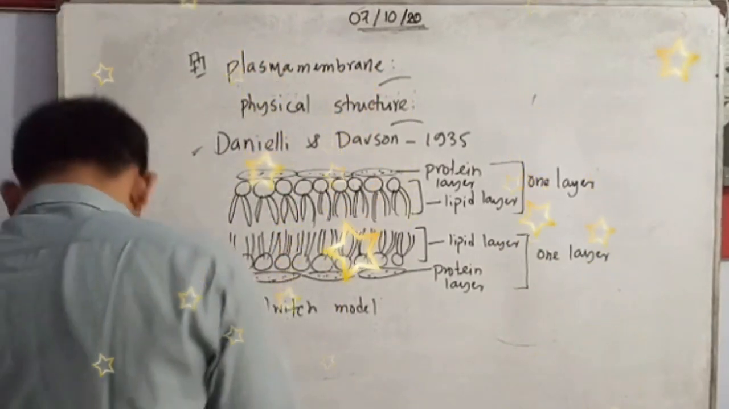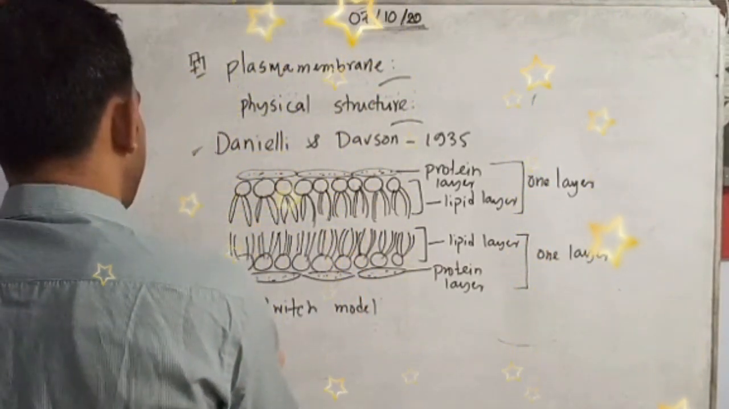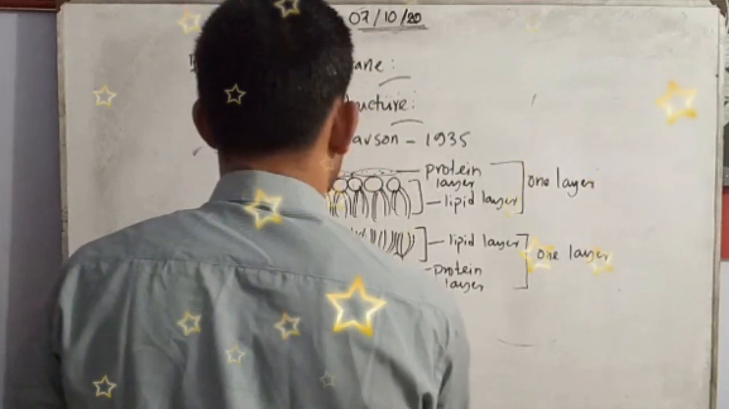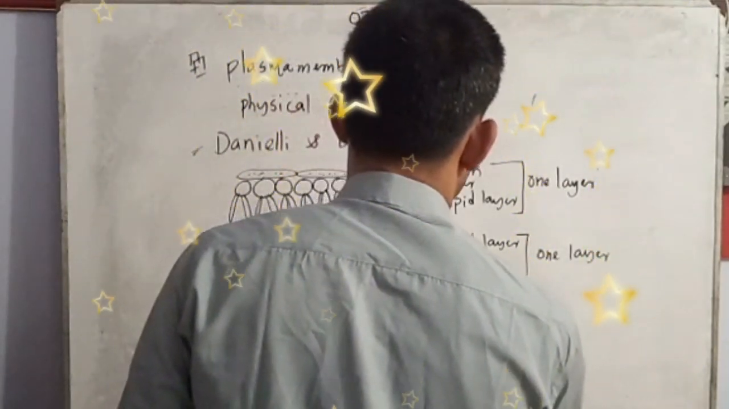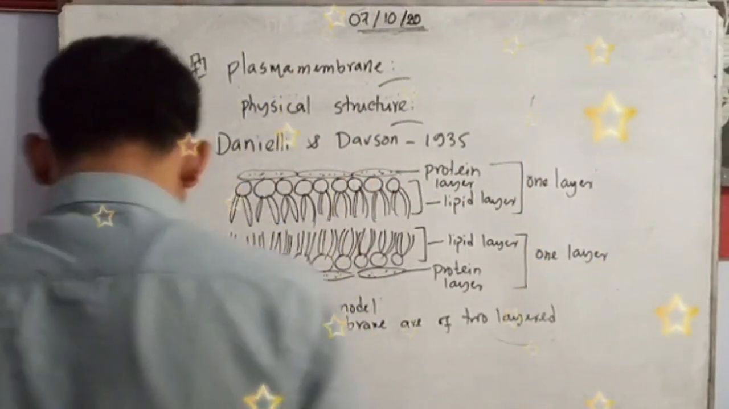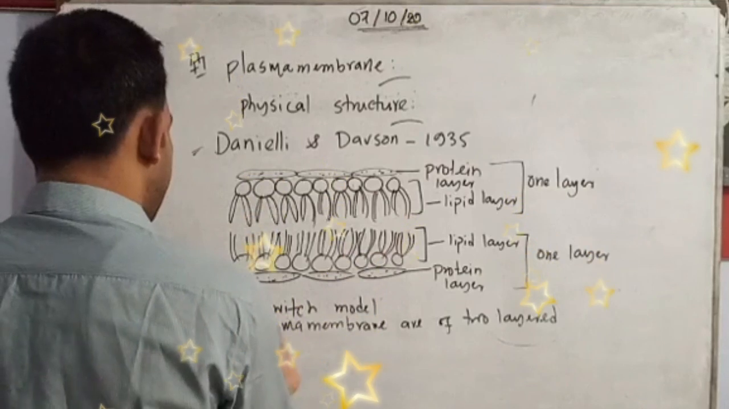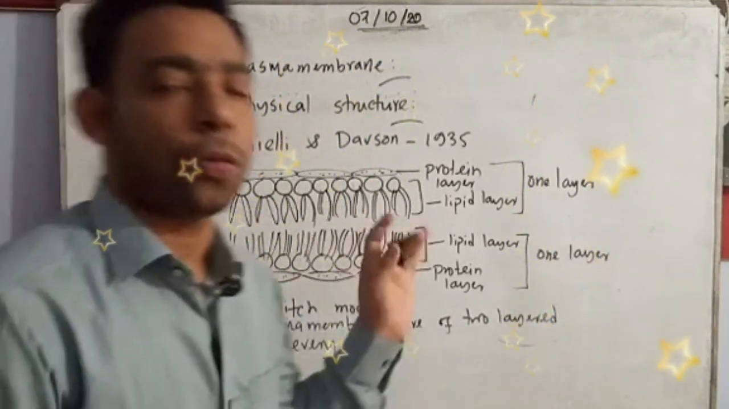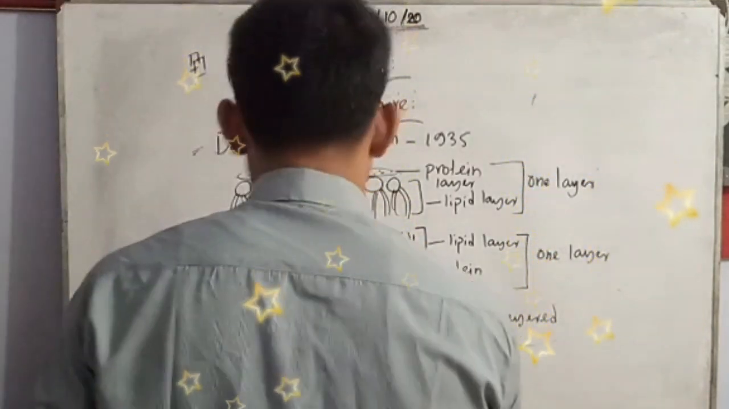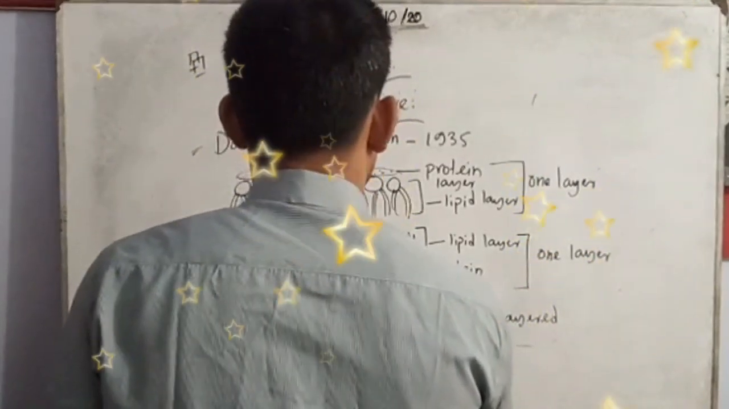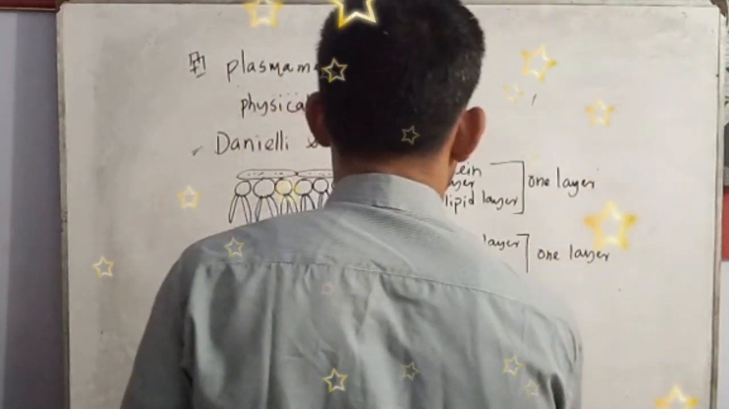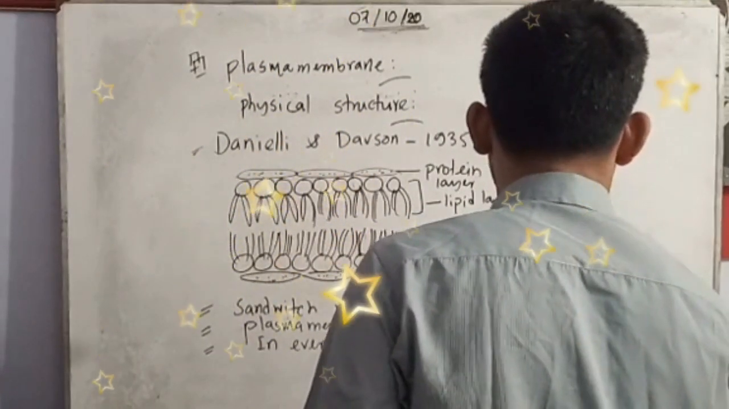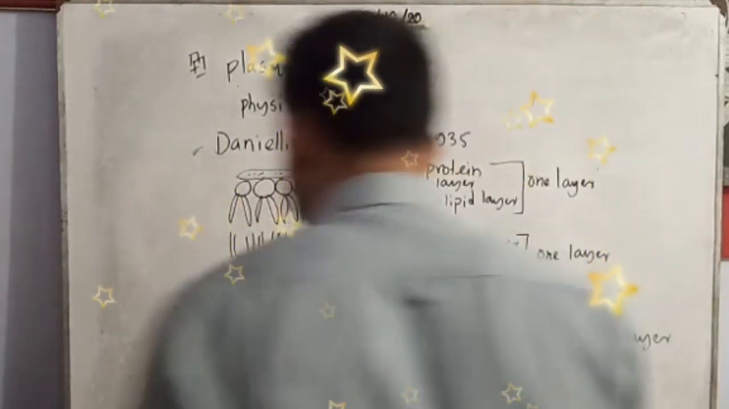They told that plasma membranes are two layered. Okay, in every layer, this is a very important note for you, my dear students, don't miss it here. In every layer there is a protein and lipid layer.